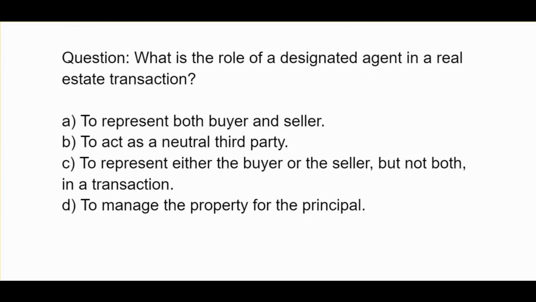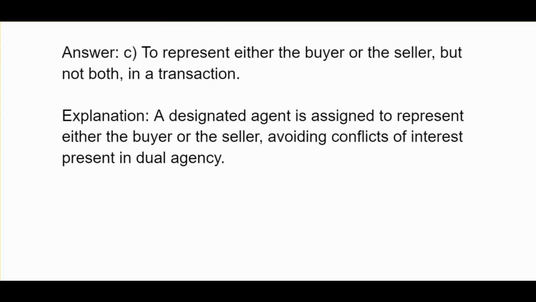What is the role of a designated agent in a real estate transaction? A, to represent both buyer and seller. B, to act as a neutral third party. C, to represent either the buyer or the seller, but not both in a transaction. D, to manage the property for the principal. C, to represent either the buyer or the seller, but not both in a transaction. A designated agent is assigned to represent either the buyer or the seller, avoiding conflicts of interest present in dual agency.